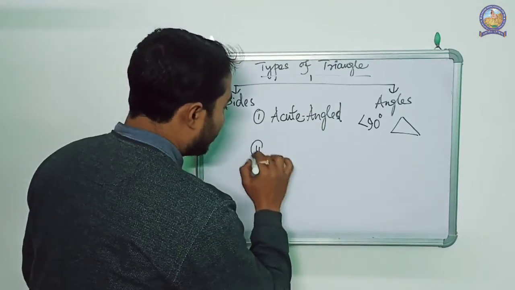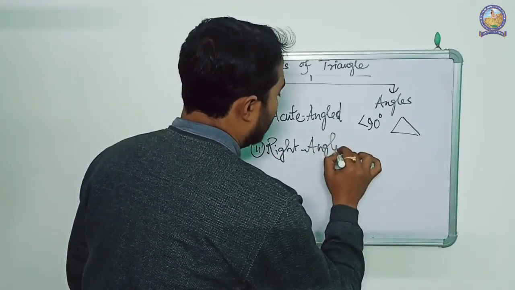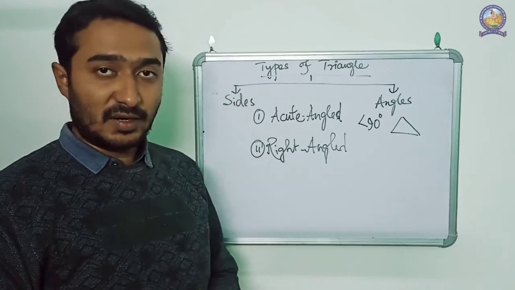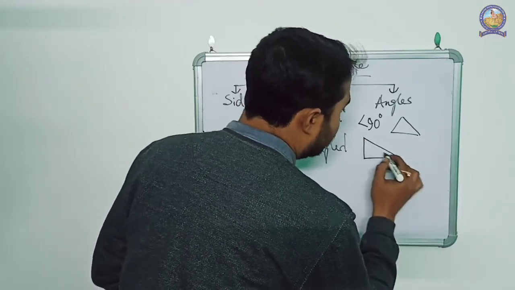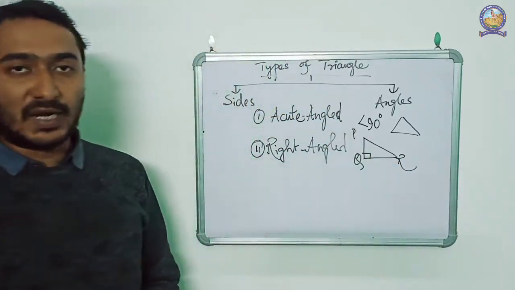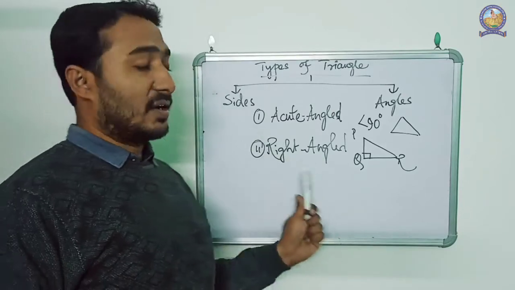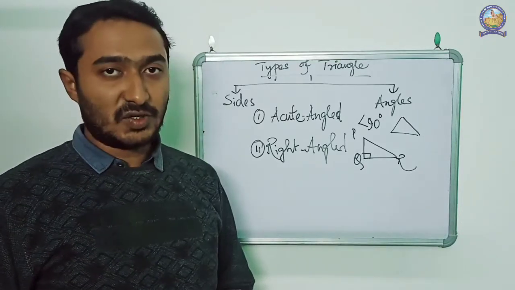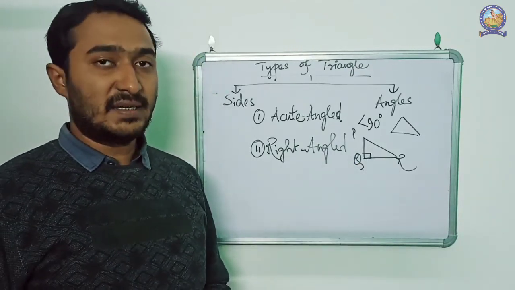Next is the right triangle or right angled triangle. So here, any one angle of a triangle is equal to 90 degrees. That is a right angled triangle. In this right angled triangle, one angle is equal to 90 degrees and the other two angles are acute angles. Remember, in a triangle there cannot be more than one right angle because the sum of all three angles in a triangle is always 180 degrees. So if one is 90 degrees, then definitely the other two are less than 90 degrees.